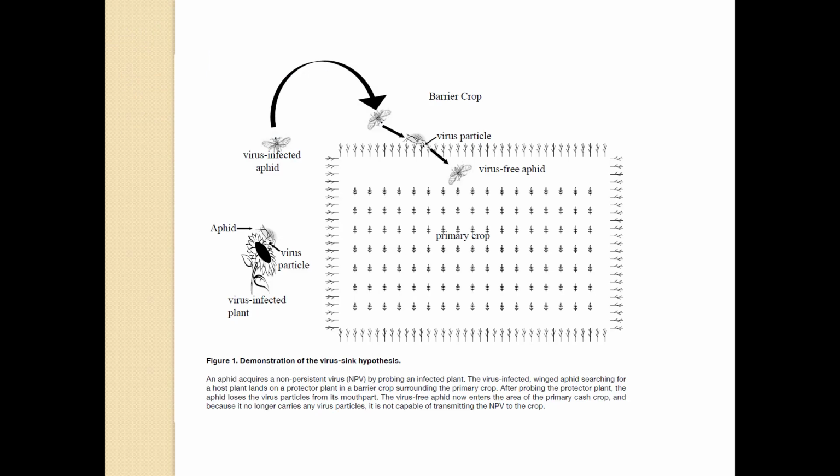So this is for a non-persistent virus. So you've got your virus-infected aphid, and what you do is you create this barrier crop, and so your primary crop is going to be within this square, and the aphid will feed on whatever you've got growing around the edge here. In this case, we've got a sunflower crop, and the virus stays in the sunflowers. It does not move on to the primary crop.